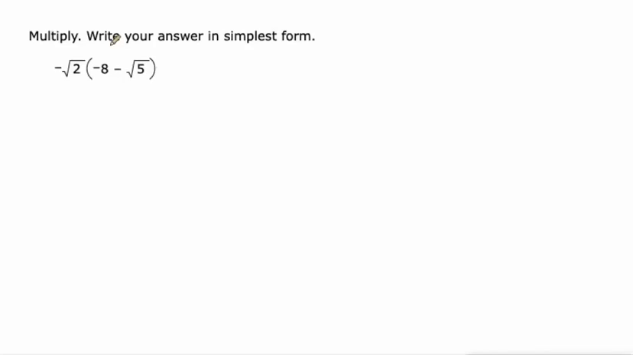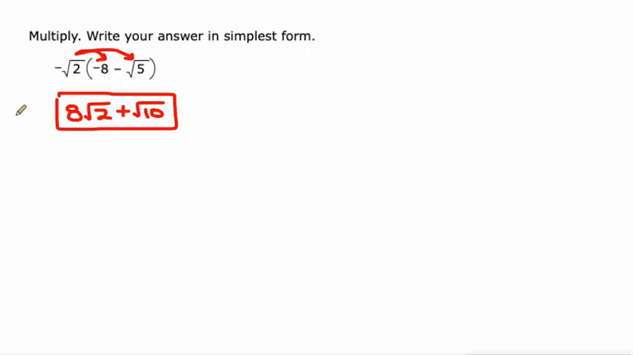Now distributive property, so we get into some multiplying. Alright, negative square root of 2 times negative 8 is positive 8 times the square root of 2. And negative square root of 2 times negative square root of 5 is positive square root of 10. Those don't have the same square roots, so they cannot be combined any further.